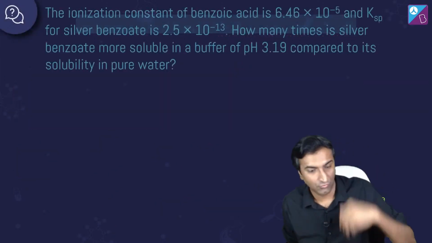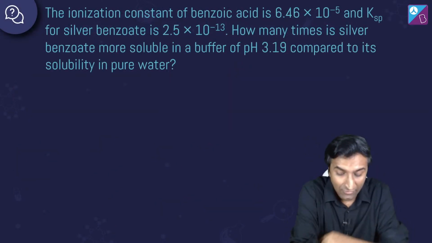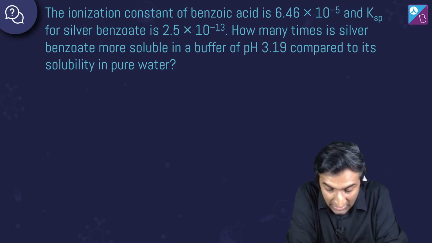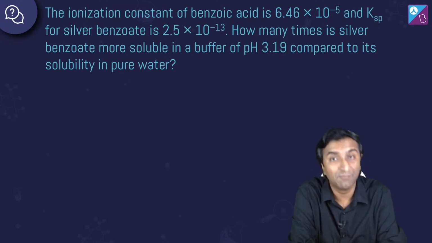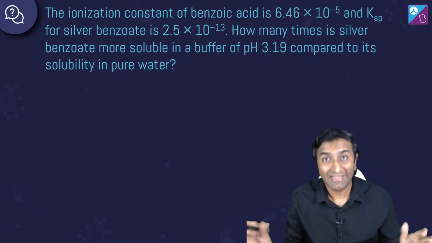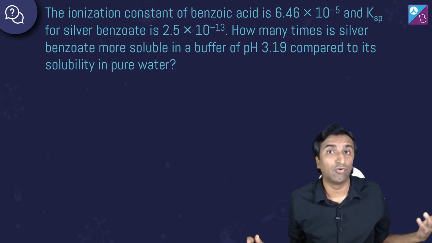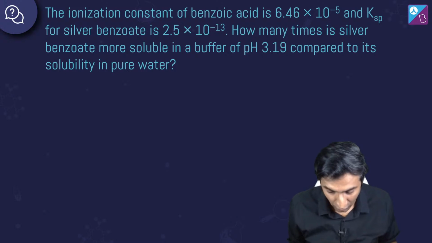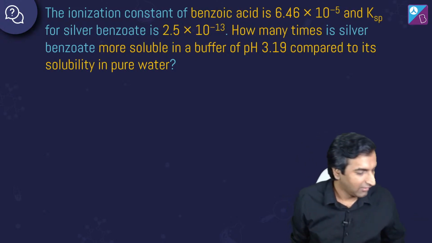Okay, let's see a question to understand this. The ionization constant of benzoic acid is some value. KSP of silver benzoate is some value. How many times is silver benzoate more soluble in a buffer of pH 3.9 compared to its solubility in pure water? This question is directly from NCERT, and I'm so proud to say this out loud because NCERT is beautiful and this is proof of that. Let's go ahead and solve this directly.